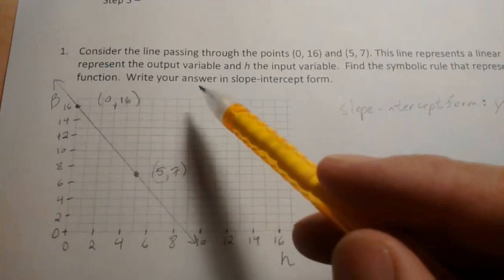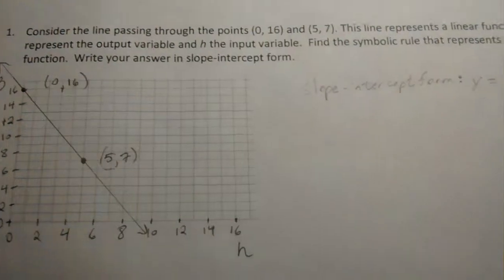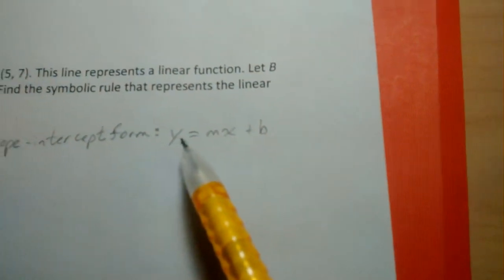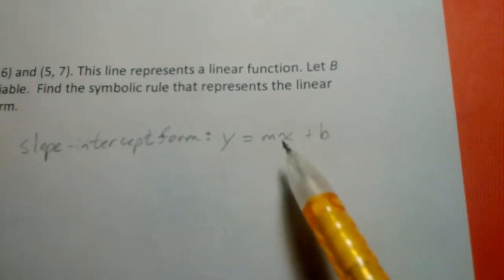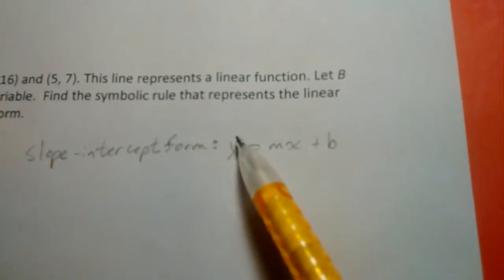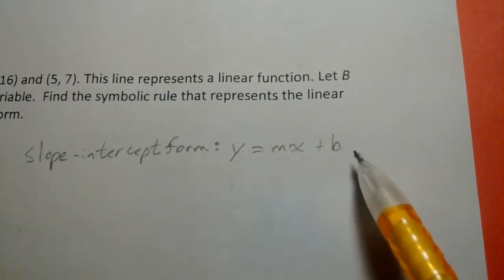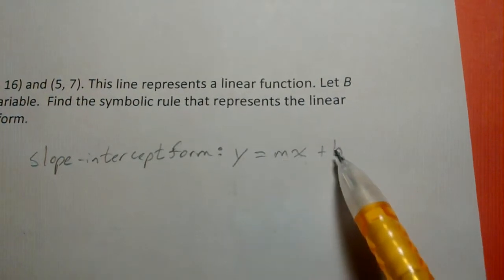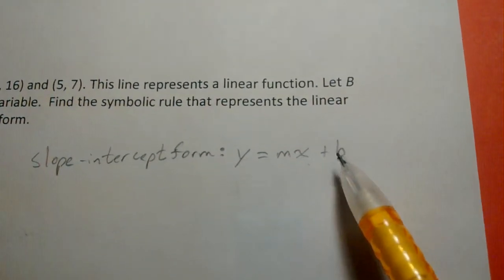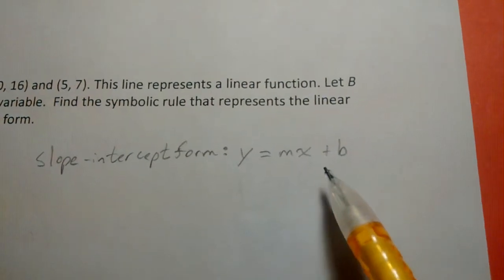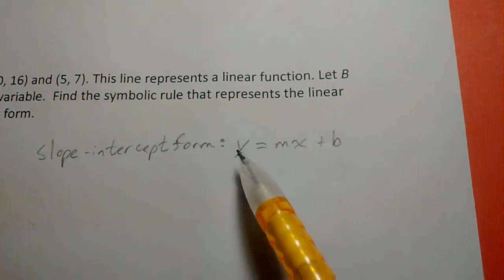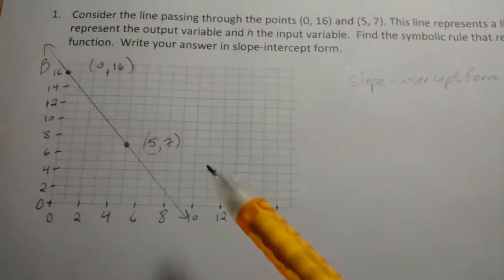And we want to write our rule here in slope-intercept form. So let's recall what slope-intercept form is. In general, when y represents the output variable and x the input, any symbolic rule for a linear function can be written this way: y equals mx plus b, where m is the slope, the coefficient of that input variable is always the slope, and b is the second half of the vertical intercept. (0, b) would be the vertical intercept of the graph. So that's in general, and so our specific scenario here is h is the input and b is the output.